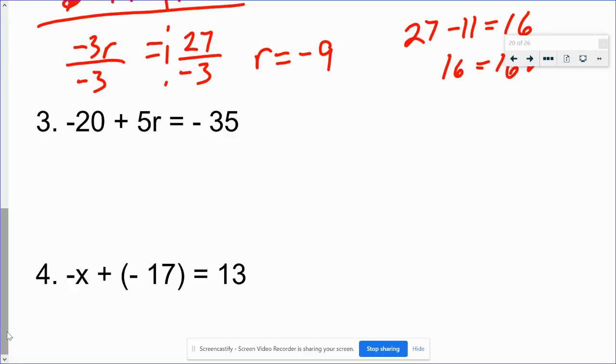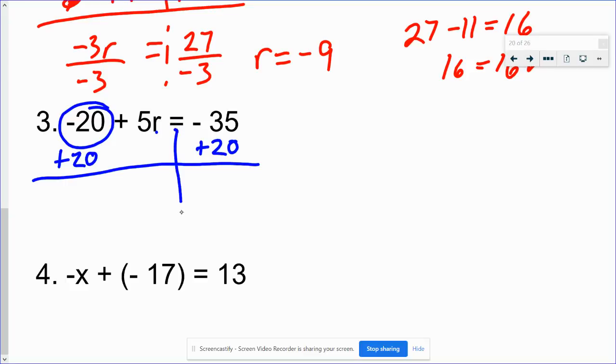Now number 3, we changed it up because here's my variable. That's what I want to get by itself. So I have to get rid of my negative 20 by adding 20 on both sides. And remember, when you get to the other side of the equal sign, you are following integer rules. Same signs add and keep, different signs subtract. Keep the sign of the higher value. So 5r equals negative 15. And then I divide by 5. Different signs means a negative 3.